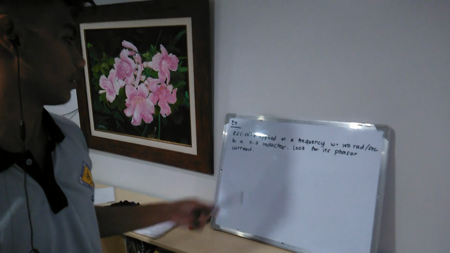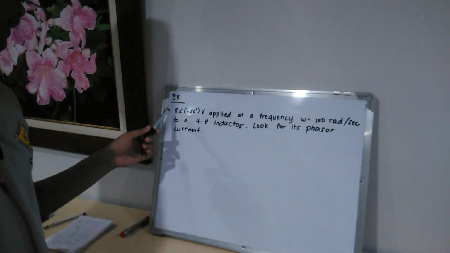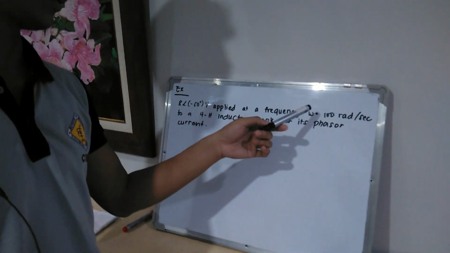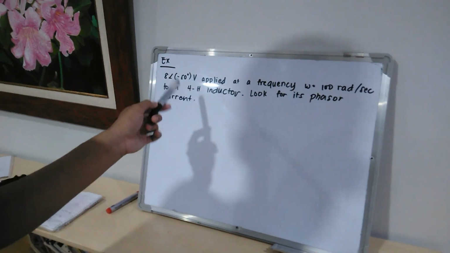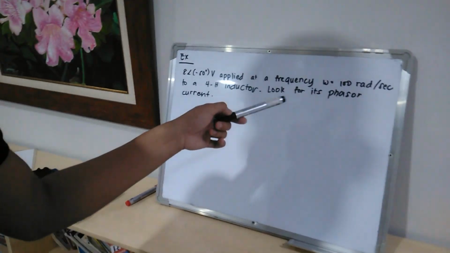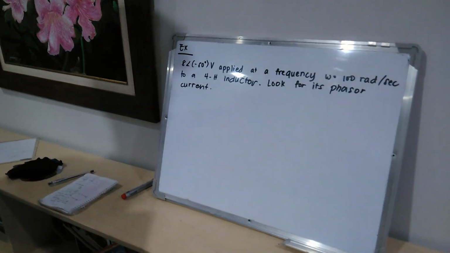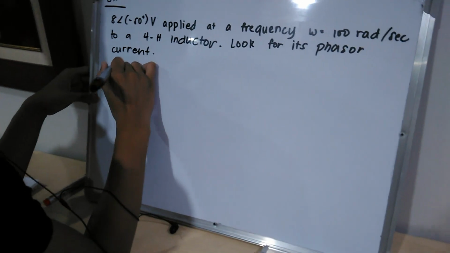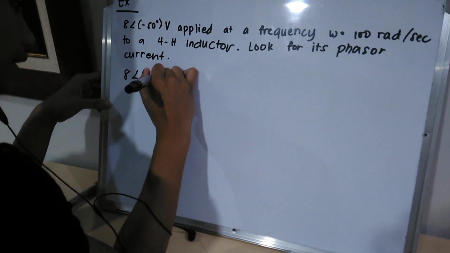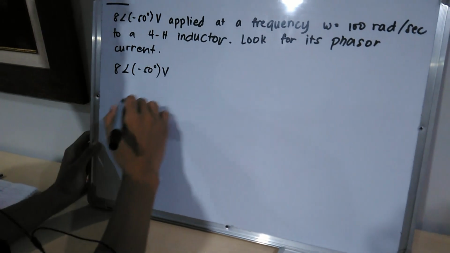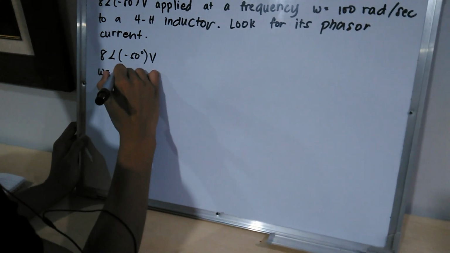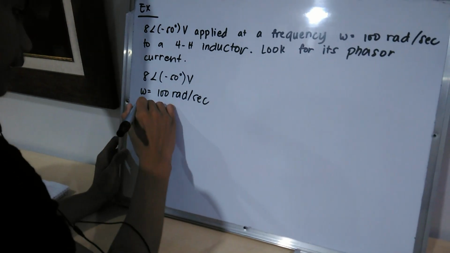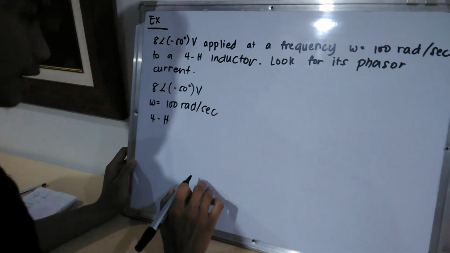So let's have an example. A phasor voltage of 8∠-50° volts is applied at a frequency ω = 100 rad/s to a 4 henry inductor. Look for its phasor current. First, take note of the given: 8∠-50° volts, a frequency of 100 rad per second, then a 4 henry inductor.